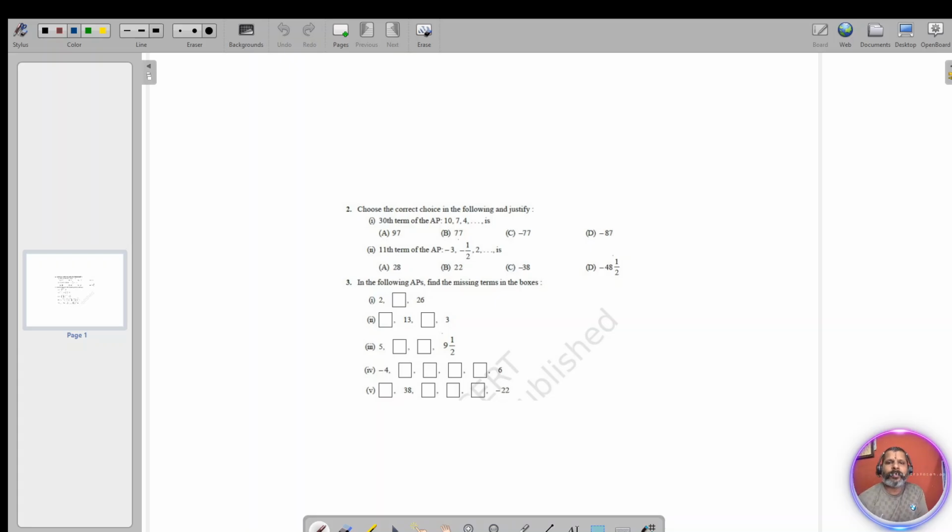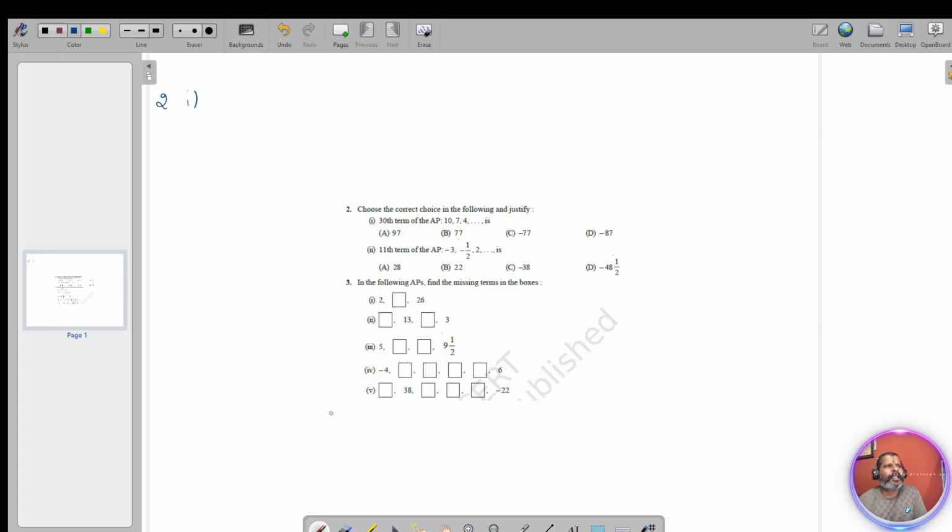Hello students, in this class we will see arithmetic progression, the second exercise, second main and third main questions. The nth term of an AP is a_n equal to a plus (n minus 1) into d. The questions are based on that. Okay, let's see the second main.